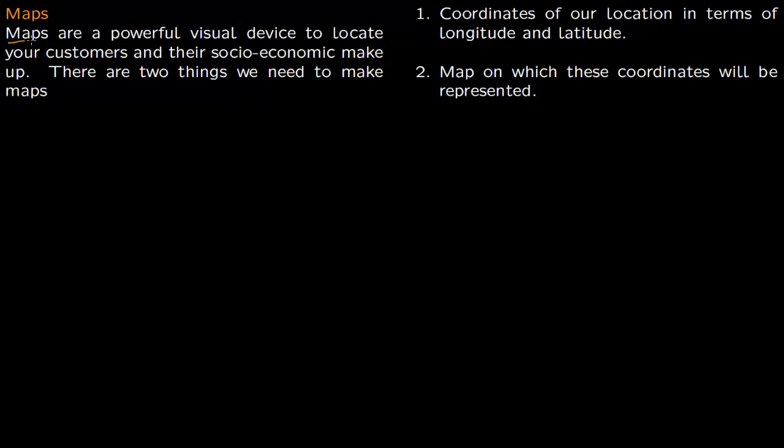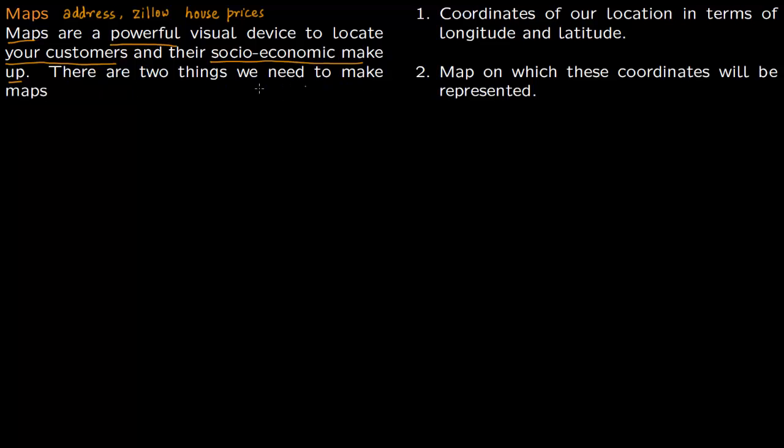Maps are very useful for big data analytics. They are a powerful device to locate your customers, and that can help you figure out their socioeconomic makeup. Say you have the address of your customers. Once you have the address, you can go to Zillow and find their house prices. These house prices will help you determine their socioeconomic makeup. And addresses you can get from their credit cards.